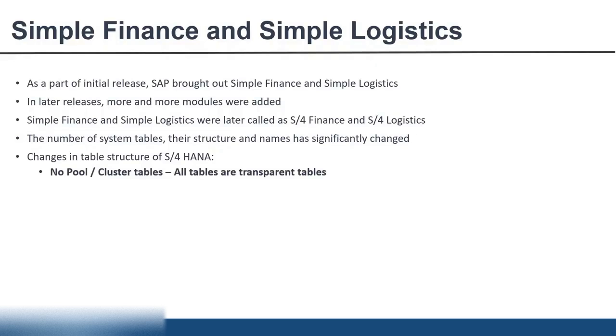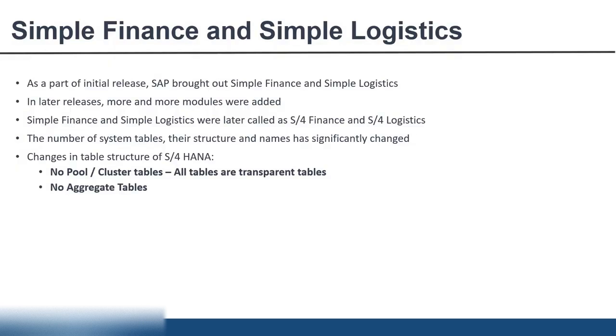The first change is there are no pool or cluster tables on top of HANA. All tables are transparent tables. Why are all tables transparent? Because since HANA has the capacity to handle a huge amount of data at a very high speed, you can store all the data now directly in transparent tables. You don't need any pool or cluster table.